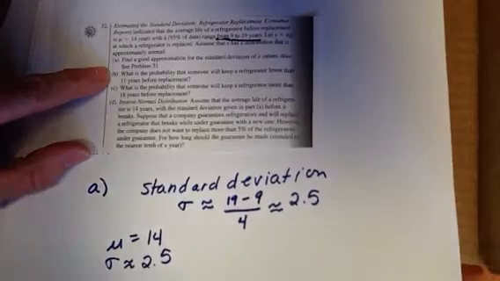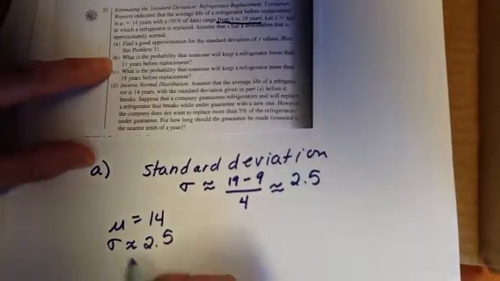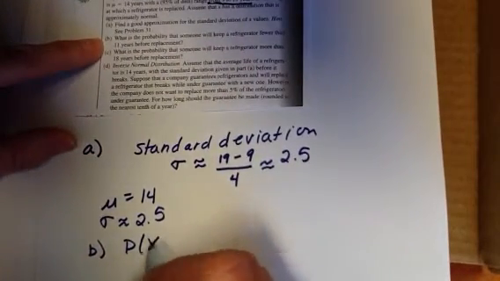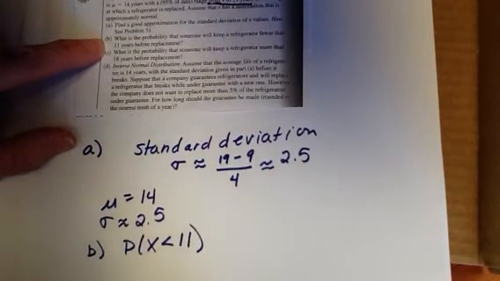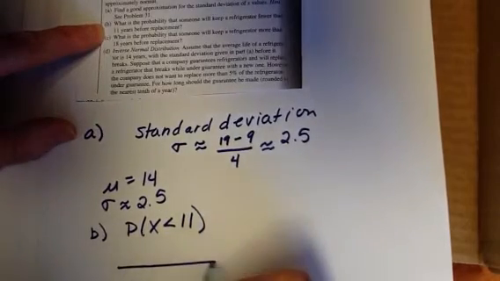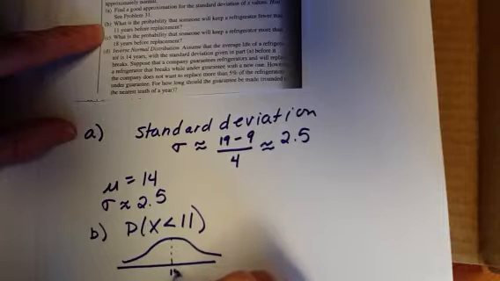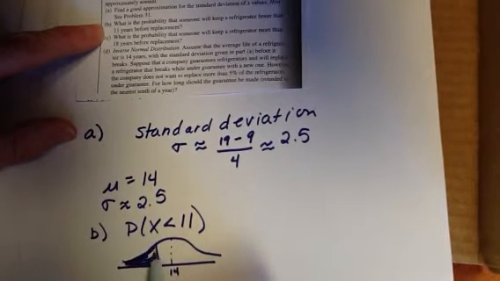So we can now look at part B here. What is the probability that someone will keep the refrigerator fewer than 11 years? So now we're looking at the probability that X is less than 11 years. If we draw our picture to look for that probability, we know our mean or center is 14. So we know 11 is to the left here. We want less than, so it's pointing to the left, so we want this area to the left of 11.